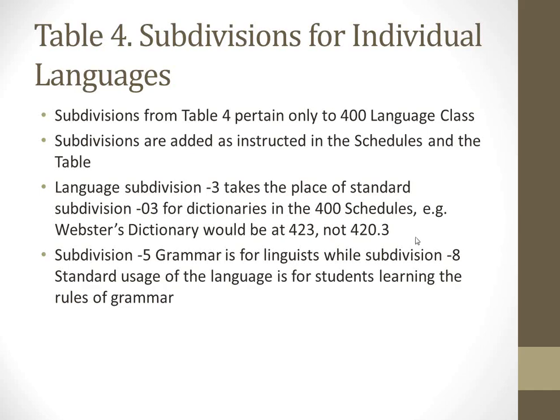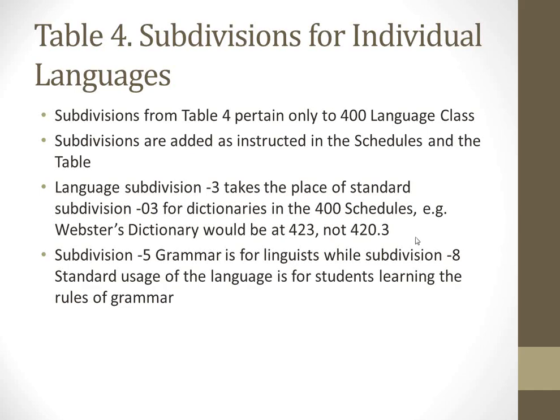Okay, Table 4 again is a table that can only be used with a particular class of Dewey numbers. It can only be used with numbers in the 400s. Those deal with languages. Subdivisions are added as instructed in the schedules, as in the table. The language subdivision 3 takes the place of standard subdivision 03 for dictionaries, so a dictionary for English would be at 423, not 420.3.